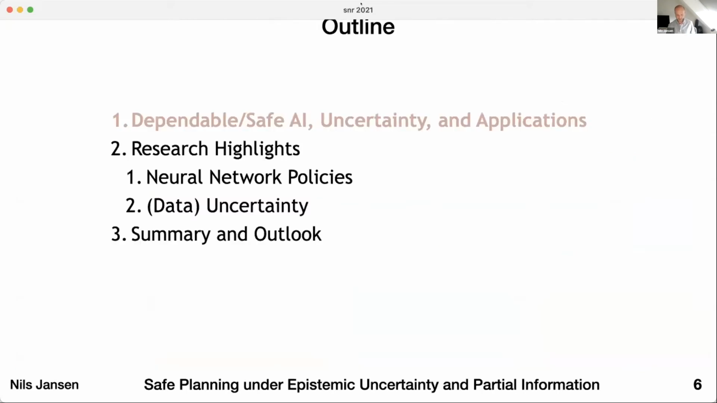And let us now talk a bit about our, of course, very restricted view on dependable and safe AI, uncertainty, and its applications. After this rather, I would say, longer motivation, I will talk about 2 research highlights, namely neural network policies and how to cope with data or epistemic uncertainty. Then we give a quick summary and outlook of what we plan to do in the future.